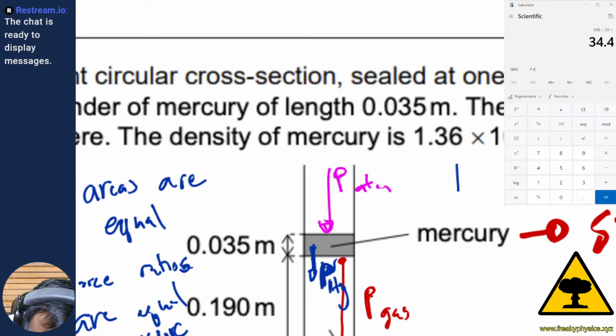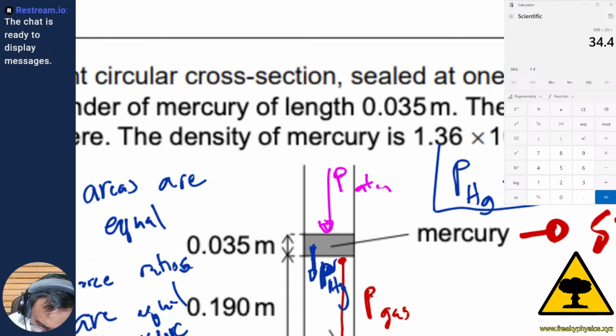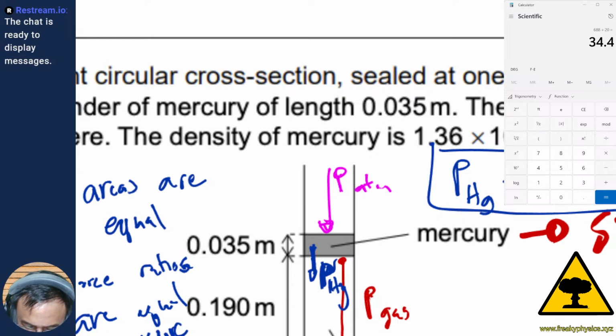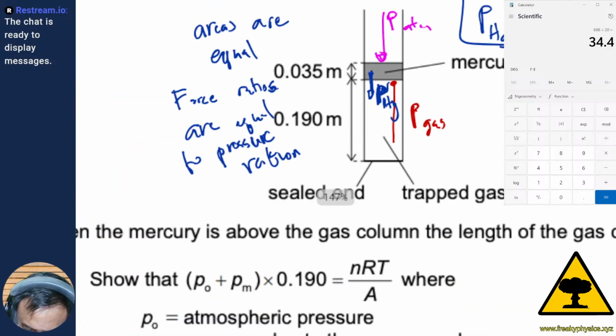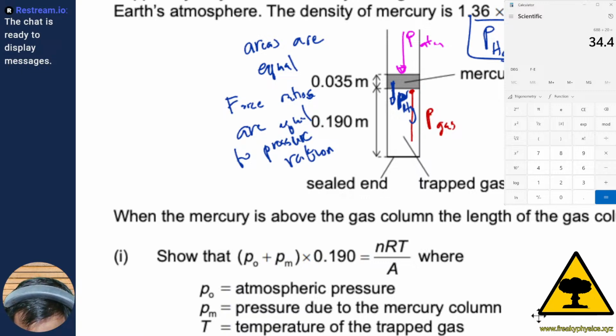Now what we can do simply is set the equation up here. The pressure from the mercury plus the pressure from the atmosphere should be equal to the pressure from the gas. So this is the most important thing we can get from this diagram. Now let's proceed to solve it. It's already given that this is PM, so let's change the label. PM here, PM here.